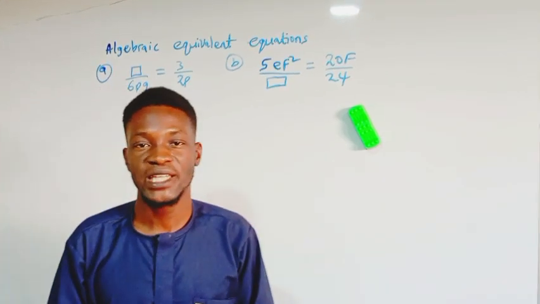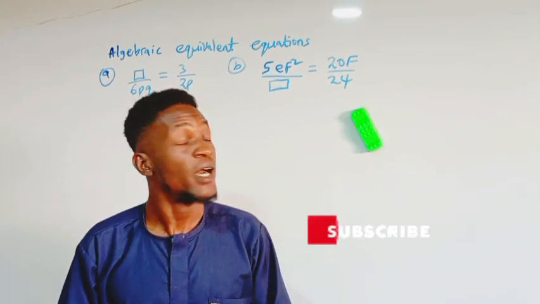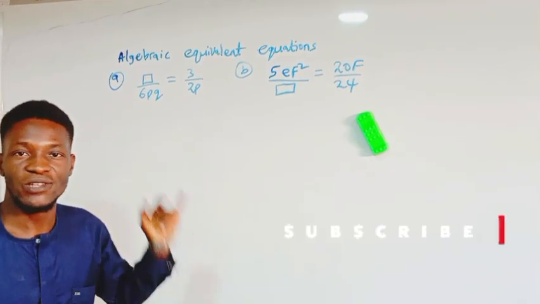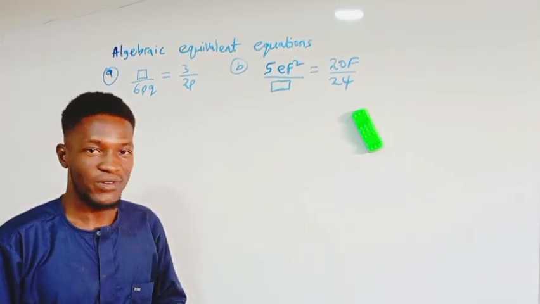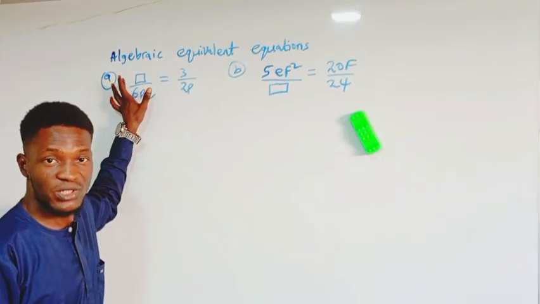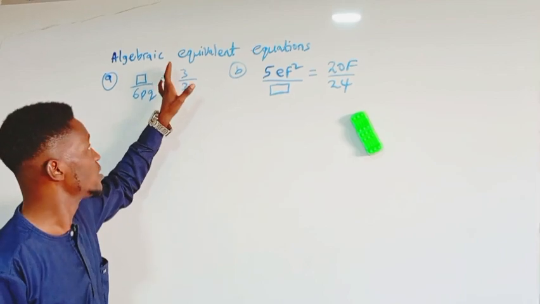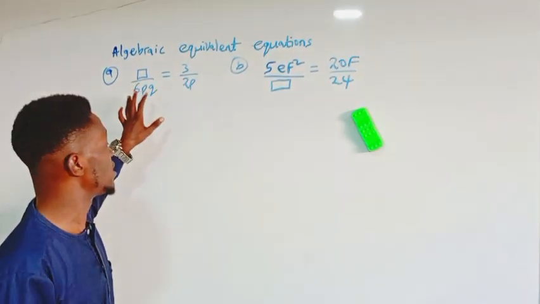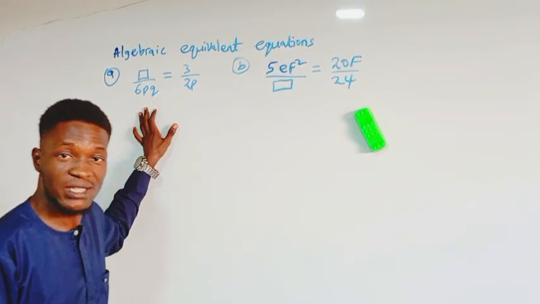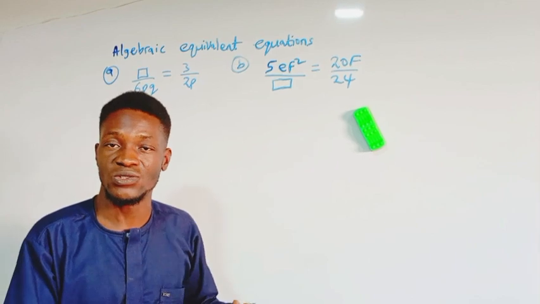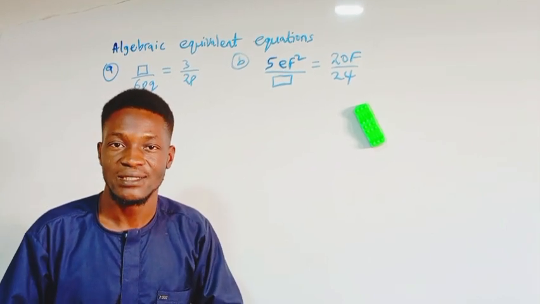In every algebraic equivalent fraction, the value at the left hand side must be equal to the value at the right hand side. For example, the value you get at the numerator on the left hand side must be equal to the value at the numerator on the right hand side. It also applies to the denominator: the value at the denominator on the left hand side must be equal to the value at the denominator on the right hand side.